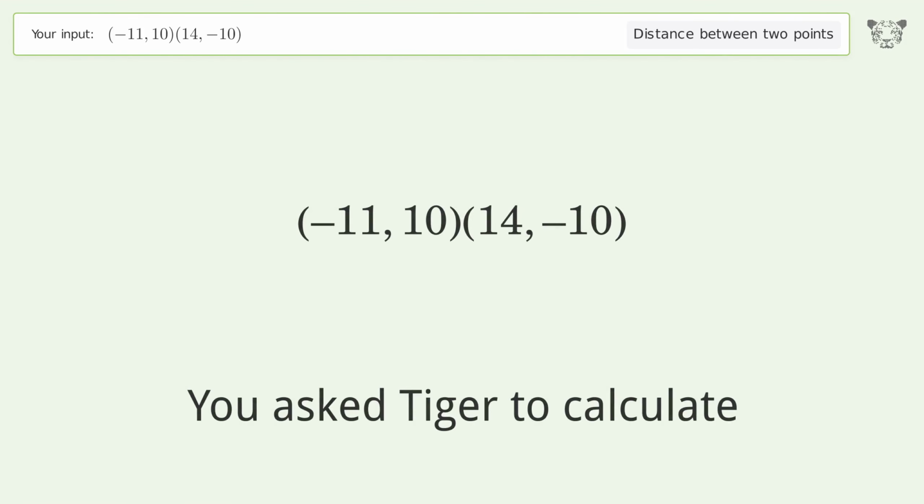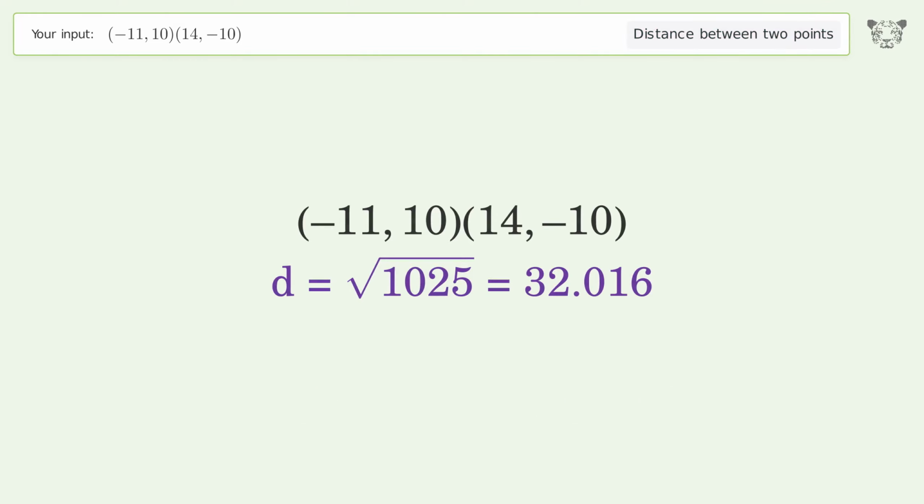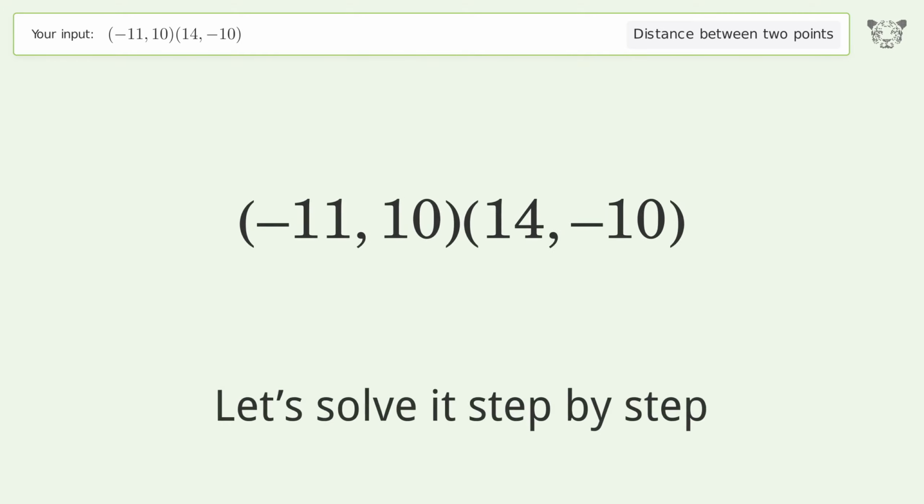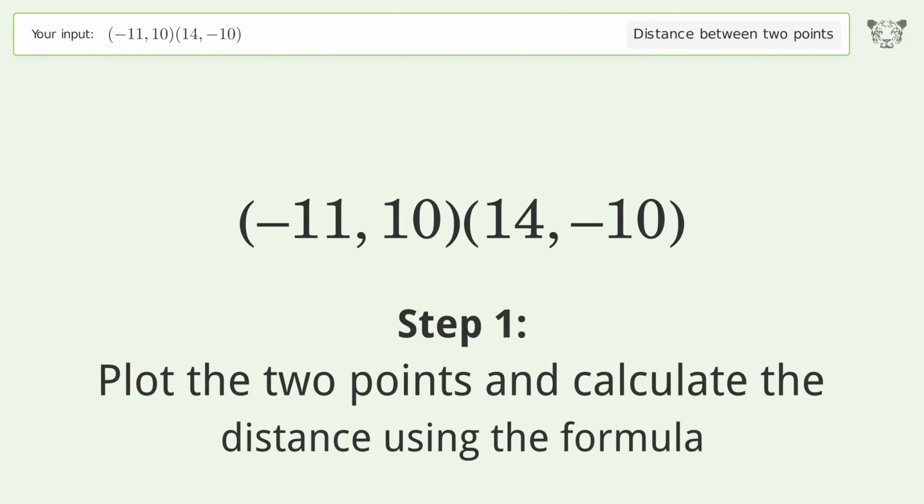You ask Tiger to calculate. This deals with the distance between 2 points. The distance between the 2 points is the square root of 1025, or 32.016. Let's solve it step by step. Plot the 2 points and calculate the distance using the formula.